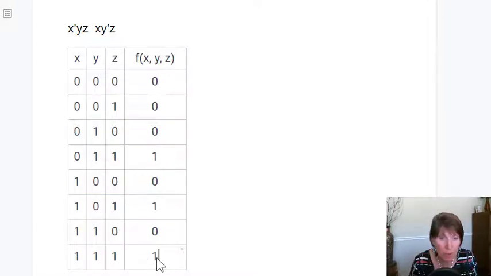The last one, or the third one, has a 1 for each one of the values. So no complements, it'll just be x, y, and z. So I'll write that x, y, z.